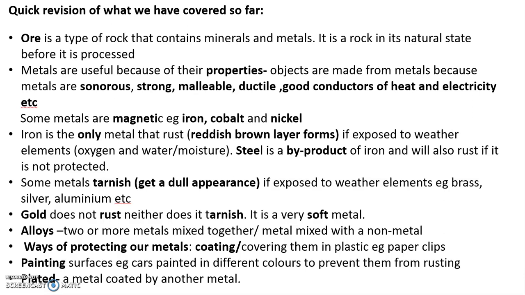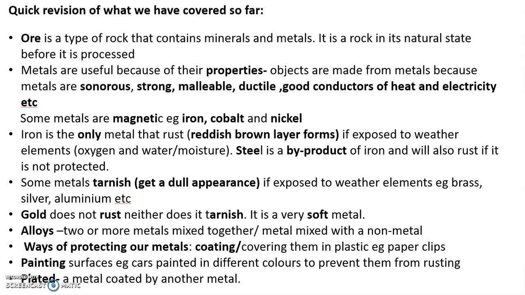We said we can coat the metals by covering them with plastic. For example, your paper clips. We can paint the surfaces to protect the metal, like your cars, for example, are made out of iron. The body of the car is made out of iron, and then you paint over it so to protect the car from rusting. You can also plate metals. When you're plating, you are covering a metal with another metal. Your corrugated iron sheets, for example, are made out of iron, and then you plate them with zinc. You cover a metal with another metal to stop it from disintegrating or breaking down.